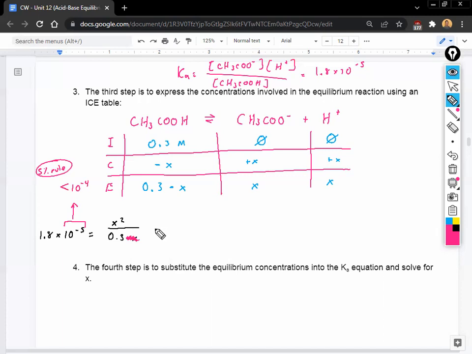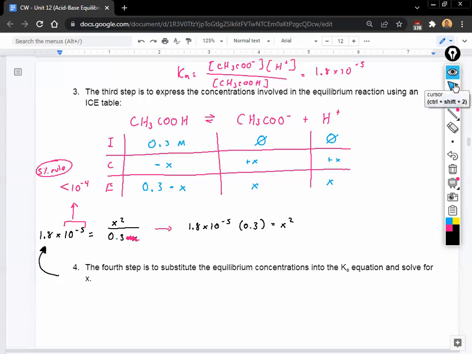After that, this becomes a very easy algebraic problem. We just need to move the 0.3 to the other side. So on the left side, we'll have 1.8 times 10 to the negative 5 times 0.3 equals X squared. And then this is going to be step 4, sorry.